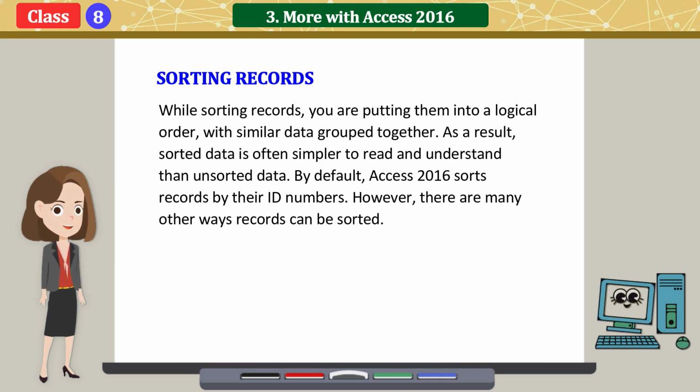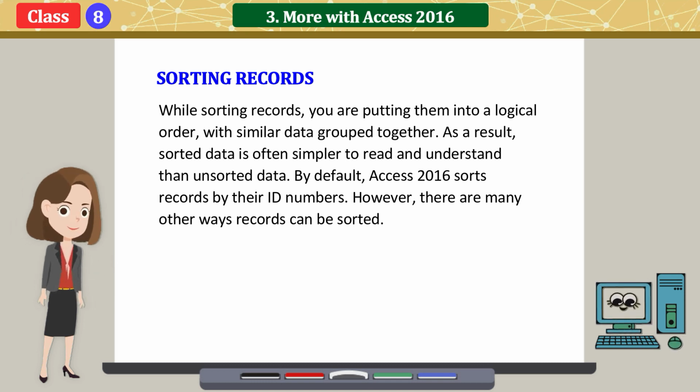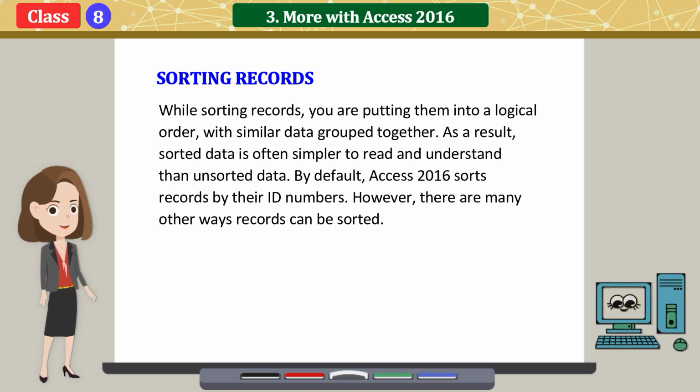While sorting records, you are putting them into a logical order, with similar data grouped together. As a result, sorted data is often simpler to read and understand than unsorted data. By default, Access 2016 sorts records by their ID numbers. However, there are many other ways records can be sorted.